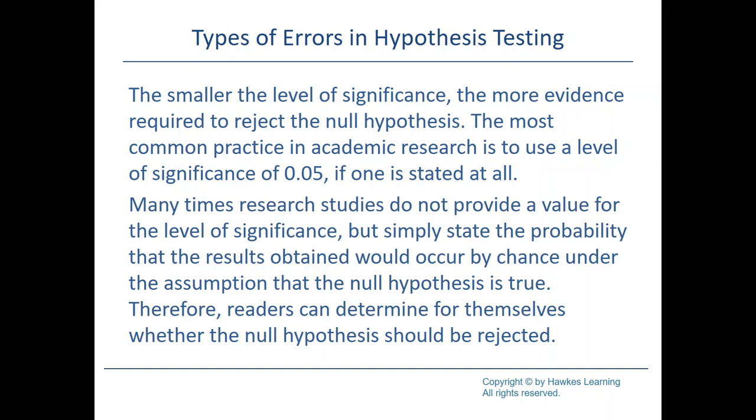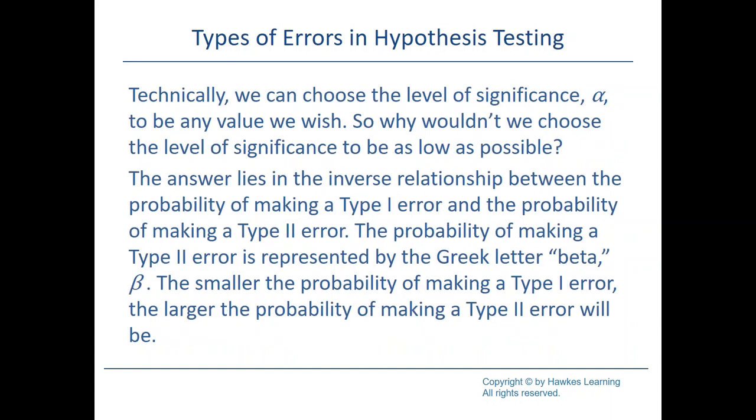Many times researchers, studies, if you actually read journals, they don't provide the level of significance in their research, but they simply state the probability that the results obtained would occur by chance under the assumption that the null hypothesis is true. So therefore, the reader can determine for themselves whether or not the null hypothesis should or should not be rejected based upon what alpha they want. Please understand that technically we choose our level of significance, so that is something that we choose the value of.